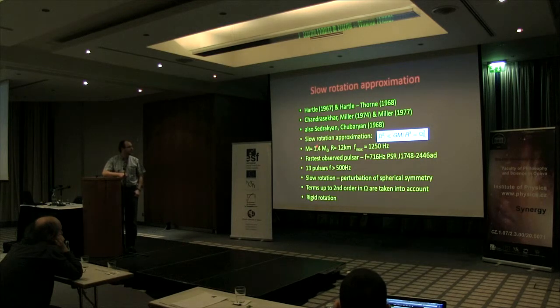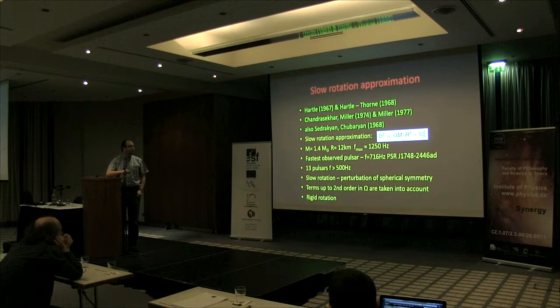So if we take a neutron star with canonical mass 1.4 solar masses and radius 12 kilometers, then the maximum rotational frequency we got from this simple Newtonian formula is 1250 Hertz. So for this neutron star model, this could work if the rotational frequency of the star over 1250 Hertz squared is much less than one. Currently, the fastest observed pulsar is the pulsar rotating with 716 Hertz. And we now know about 13 pulsars that have rotational frequency higher than 500 Hertz. And this is among more than 2,000 observed pulsars.